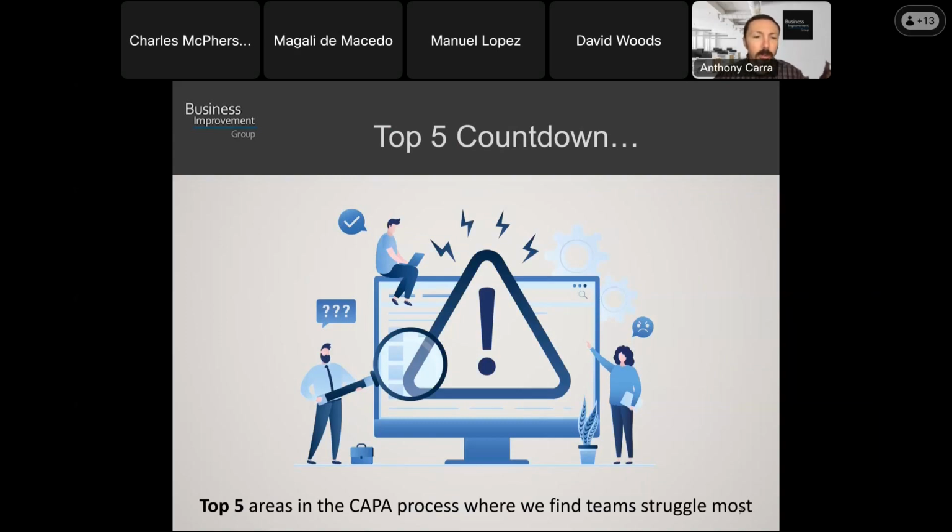So without further ado, I want to go through my top 5 countdown. These are the top 5 areas in the CAPA process where I'm personally finding teams struggling. Again, it usually shows itself when I come in, not just trying to help teams remediate their CAPA process and update procedures and provide training and things of that nature. But as I stay on board and consult with the organization, I'll have, say, open office hours, and folks will come to me with CAPAs and ask some of these questions, which is great.